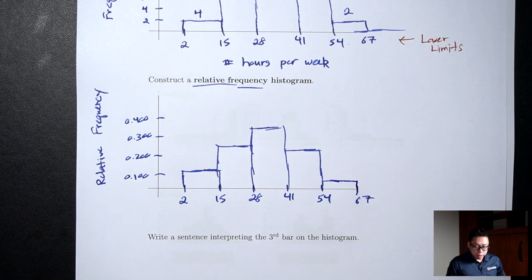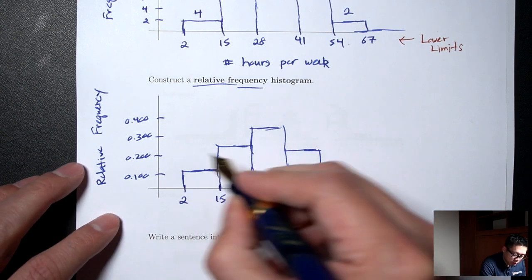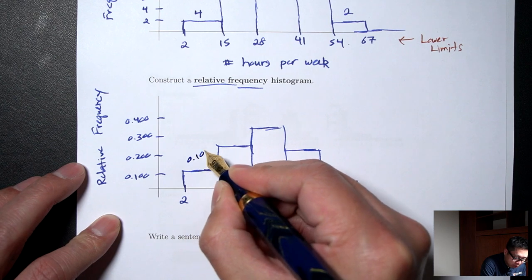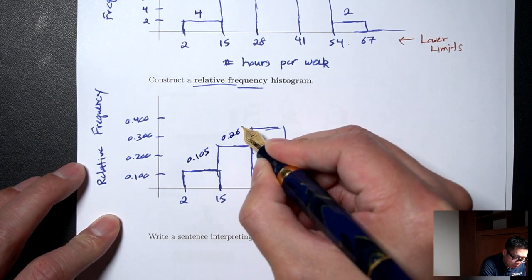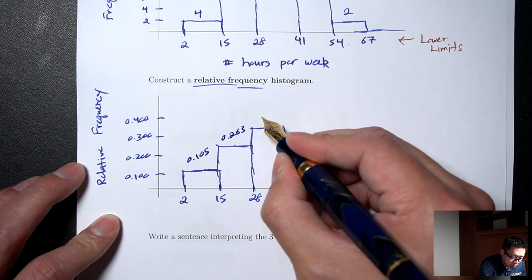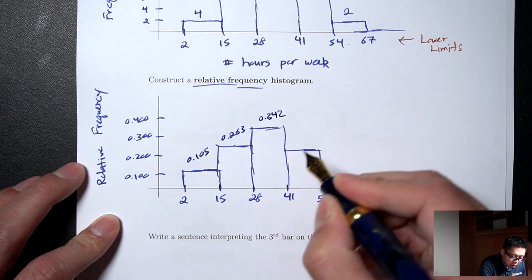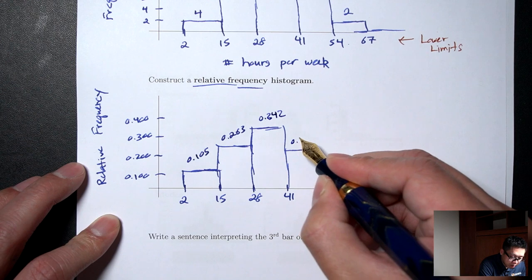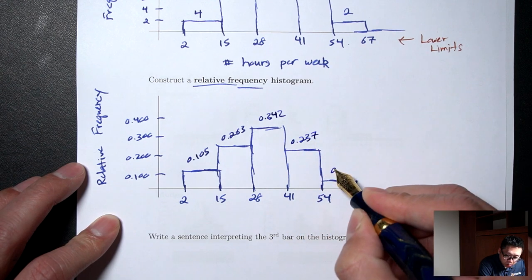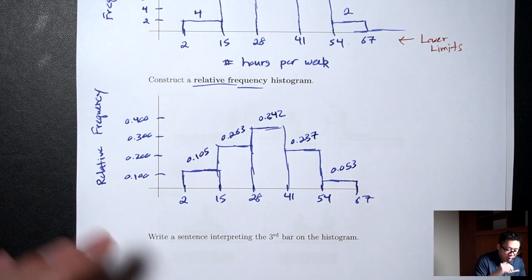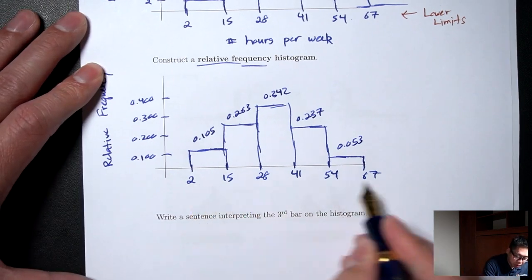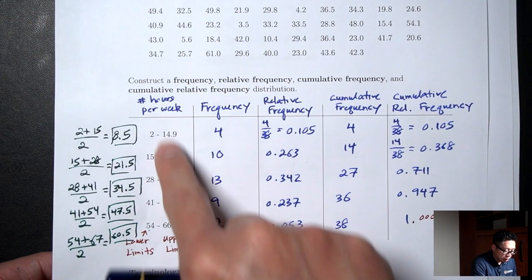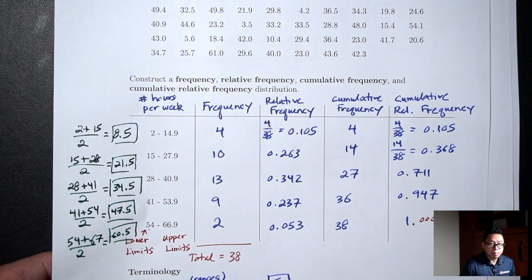And then I'm going to label my bars. The first bar is 0.105. Next bar, 0.263. Next one is 0.342. Next one is 0.237. And then 0.053. And then I should also title the bottom, which I forgot to do. These numbers represent number of hours per week.